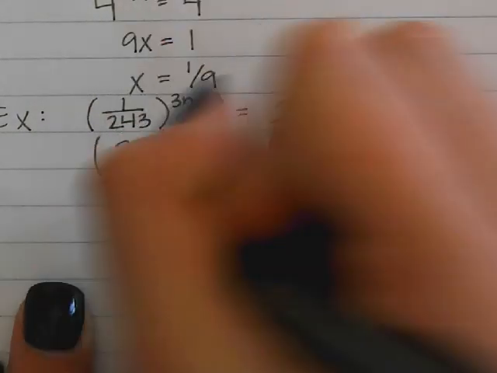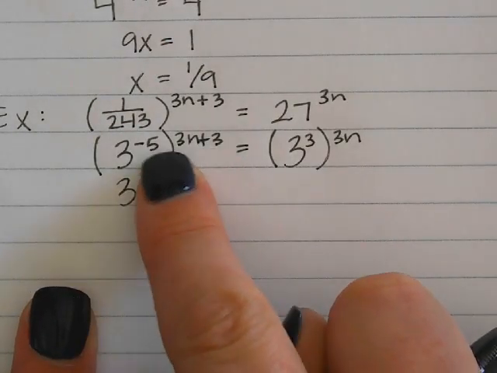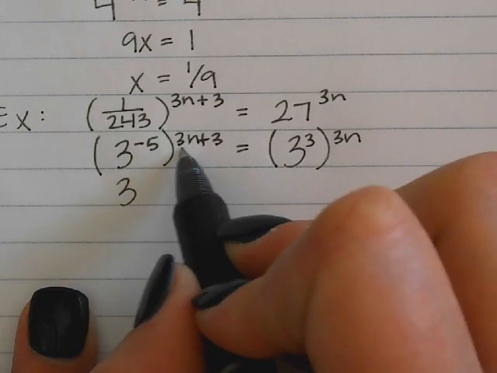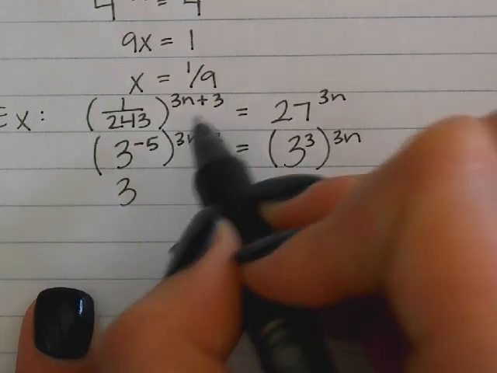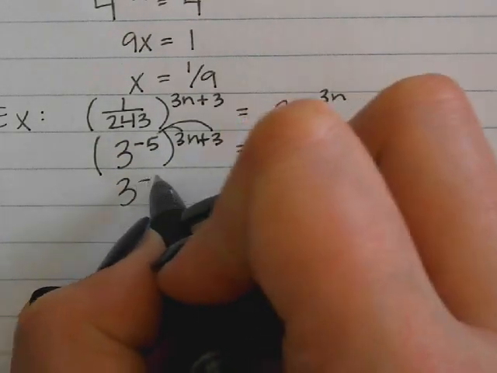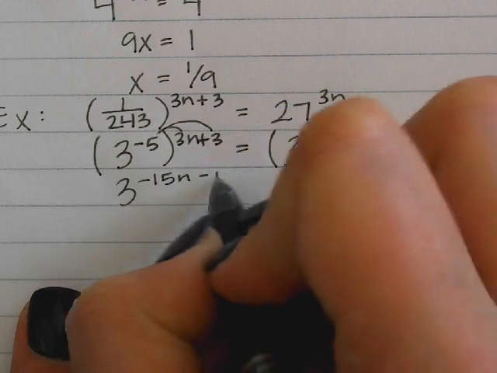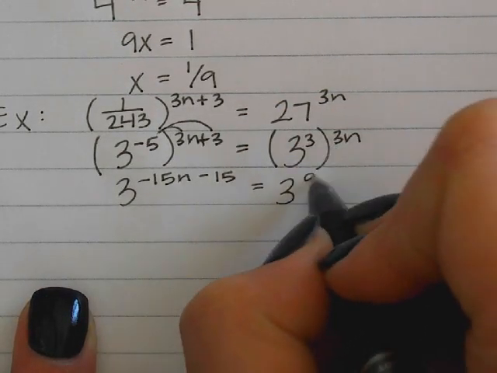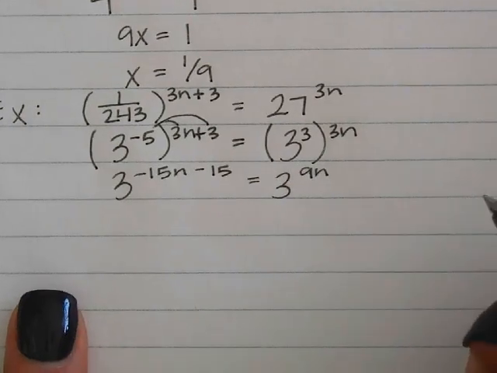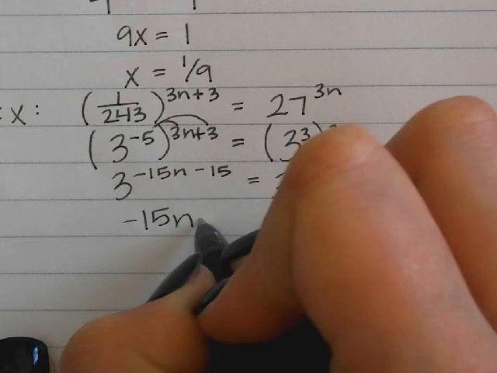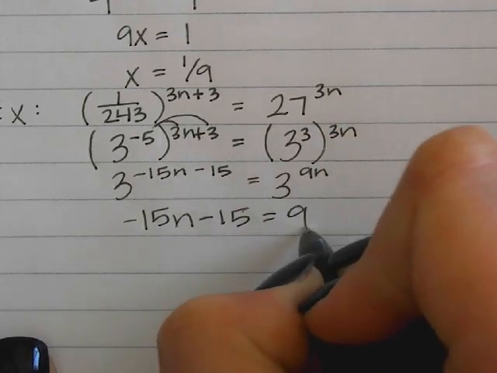So I'm going to keep the base of 3, but I know my exponents need to multiply together. And when I multiply a -5 times a binomial, I do need to distribute that -5. So I'm going to get -15n minus 15 equals 3 to the 9n. And now that my bases are the same, I can take the exponents and show that they equal each other.